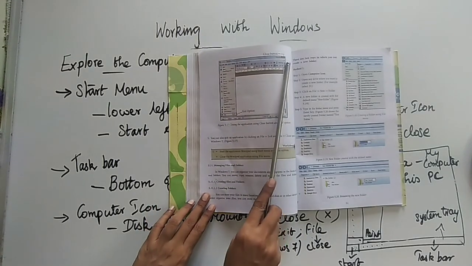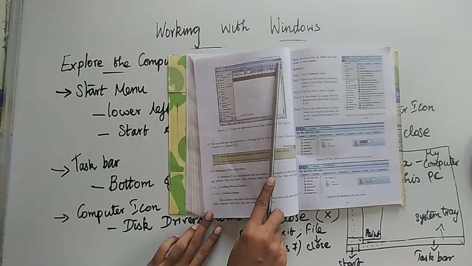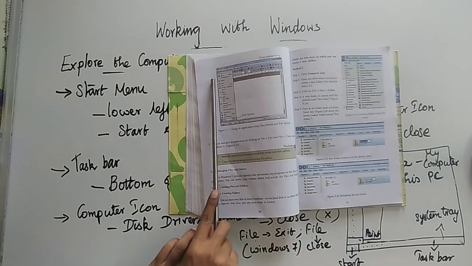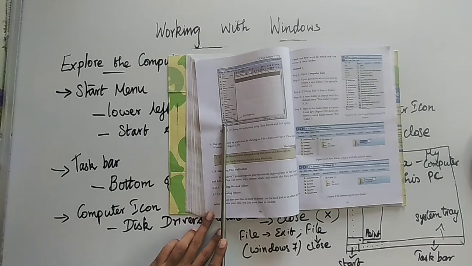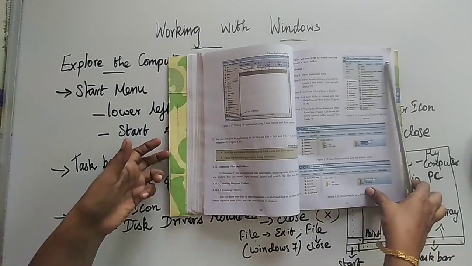And the next one is how to close an application. Here you have the close button. By clicking this, you can close it. Otherwise, from File, Exit, you can close the application window.